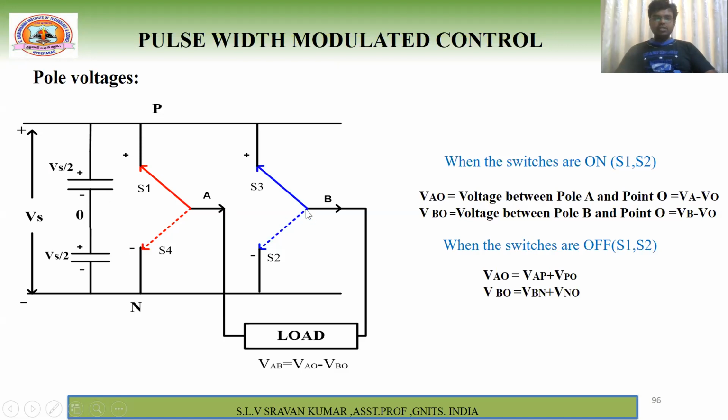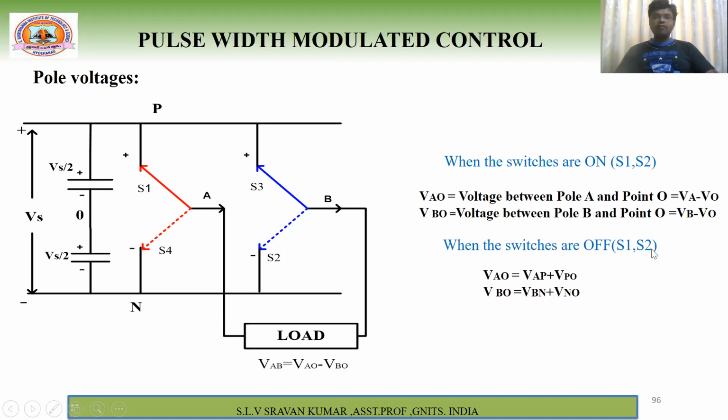Next, VBO. From this point to this point, it is called VBO, the pole voltage. That means the voltage between pole B, pole meaning this point, and point O. This is VB minus VO. Okay. Next, when the switches are on, you will get it like this.